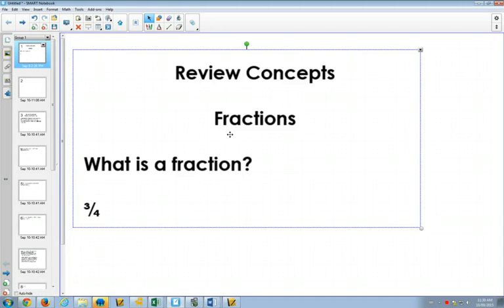So first of all, a fraction looks like this: 3/4. Sometimes when you're writing it, you can write it like this. Sometimes people write that fraction on an angle like that. What is a fraction? It's a number over a number, but what does it mean?